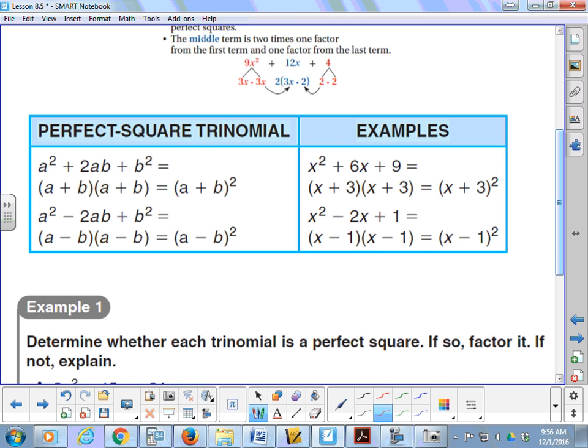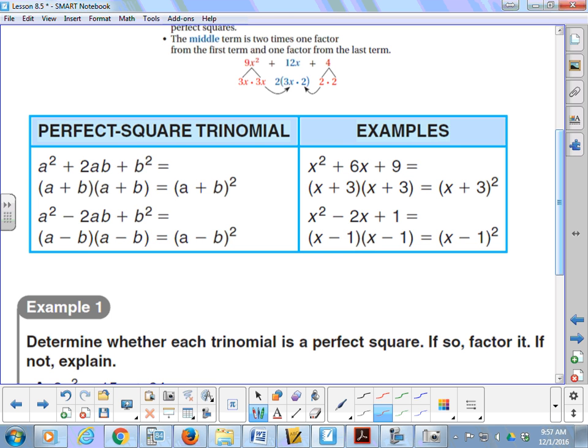So, x squared plus 6x plus 9. When I factor that, factors of 9 that add up to 6. They're the same, 3 and 3. So if I have a perfect square trinomial, it just means that these two things are going to be the same. All right? Which means I can write it as just one being squared.